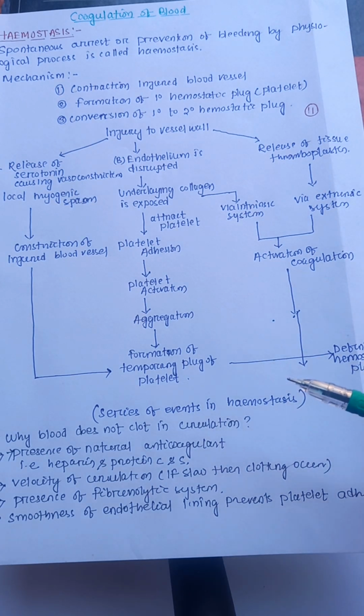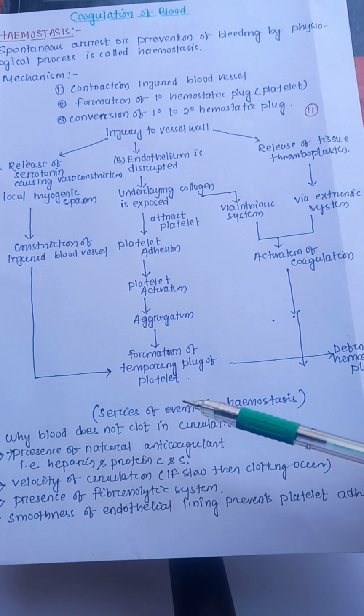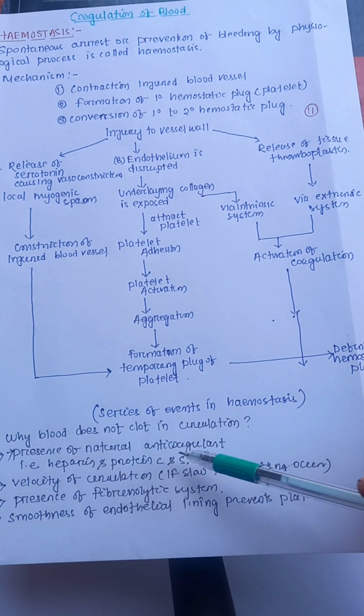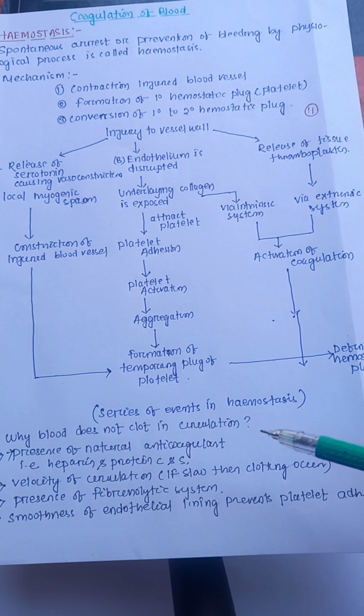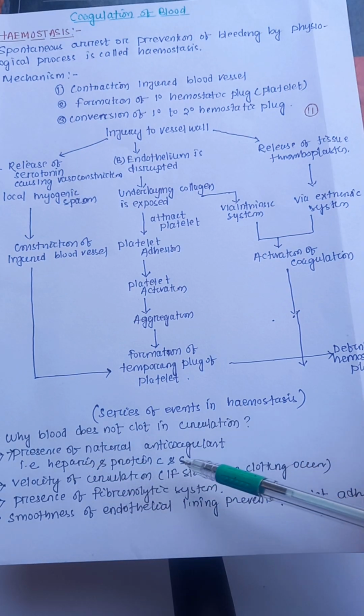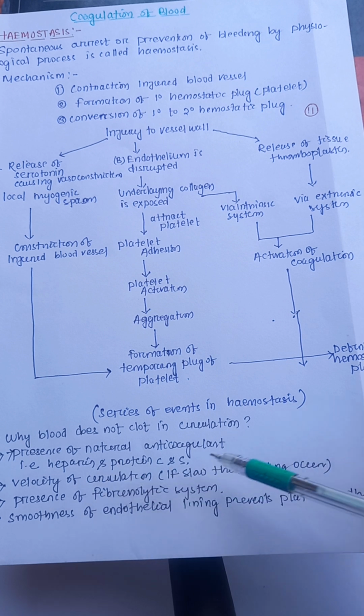And I haven't discussed the clotting mechanism; we should learn it from the book. That is also one of the important questions. Why does blood not clot in the circulation? That is due to the presence of natural anticoagulants like heparin and protein C and S. These are responsible for the blood not clotting, and also the velocity of circulation. If there is slow or sluggish blood flow, it may cause coagulation; otherwise there is no process of coagulation.